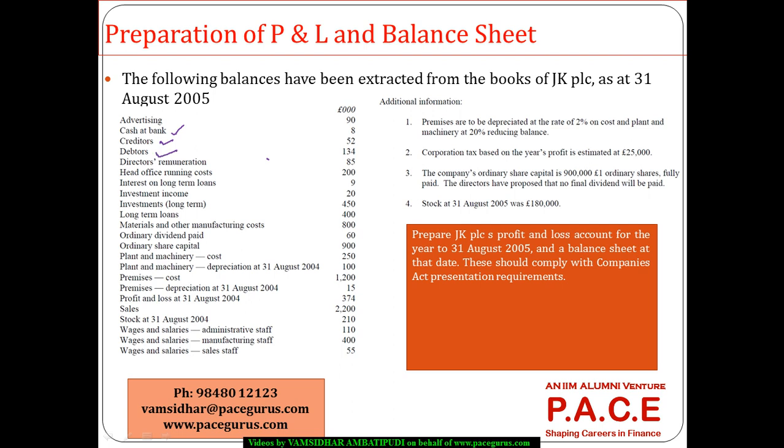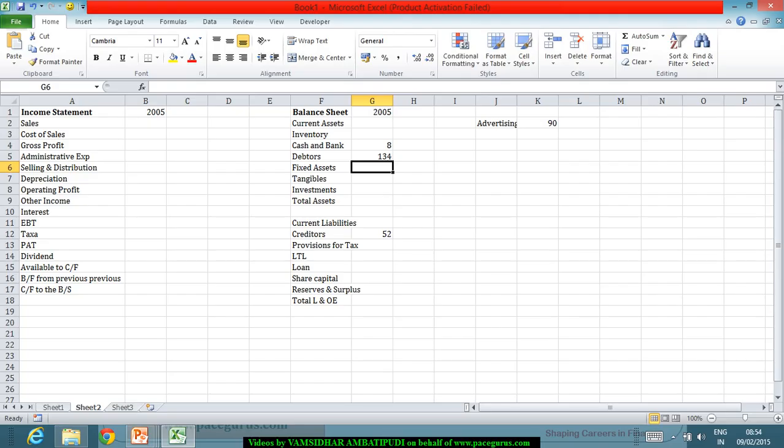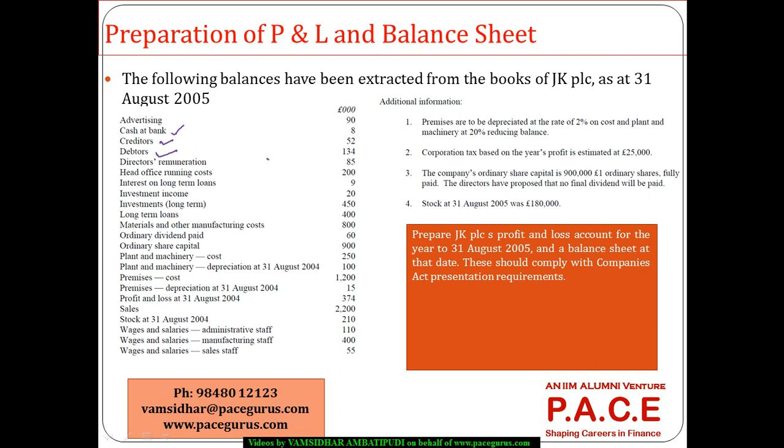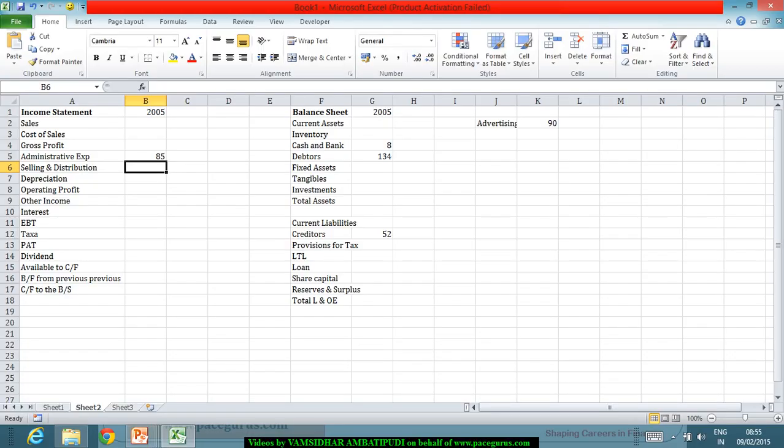The director's remuneration typically goes as a part of your administrative expense. So okay, administrative expense right now I'll put it as 85. And similarly I can do the advertising. I can put it as a part of selling and marketing expense, which is 90. So I'll just simply add up as 90.